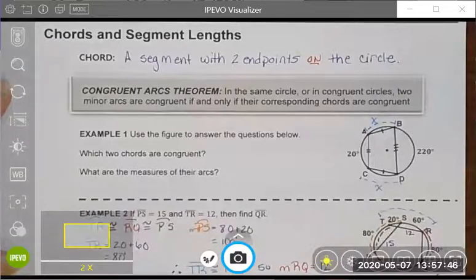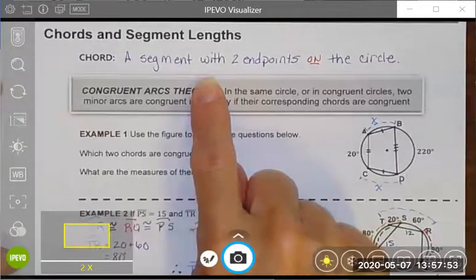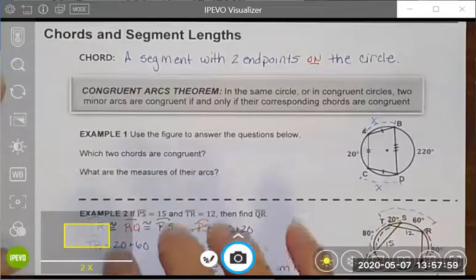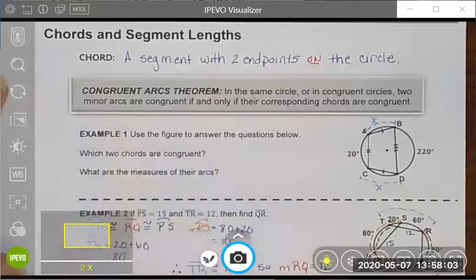All right, let's learn a little bit about chords and segment lengths. If you remember from your vocabulary assignment, a chord is a segment with two endpoints on the circle. And there are, as with all of our circles, a lot of theorems that correlate to this. The first of which is the congruent arcs theorem. It says that in the same circle, or two congruent circles, two minor arcs are congruent if and only if their corresponding chords are congruent.